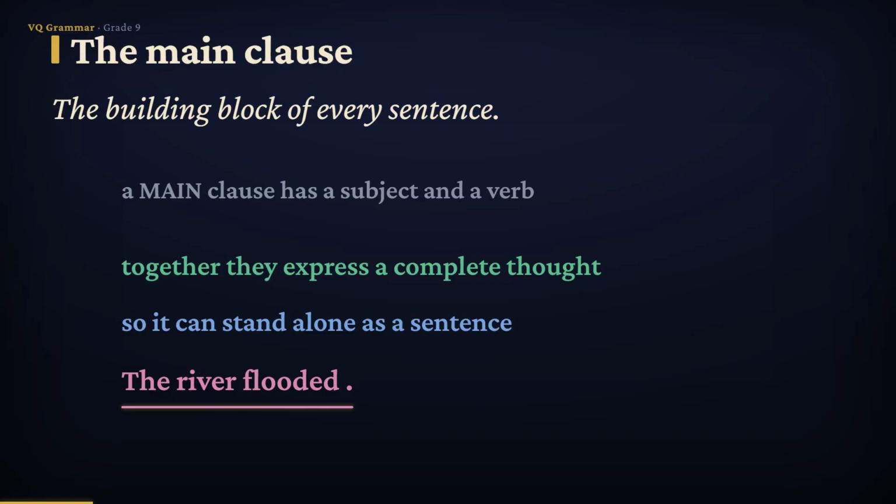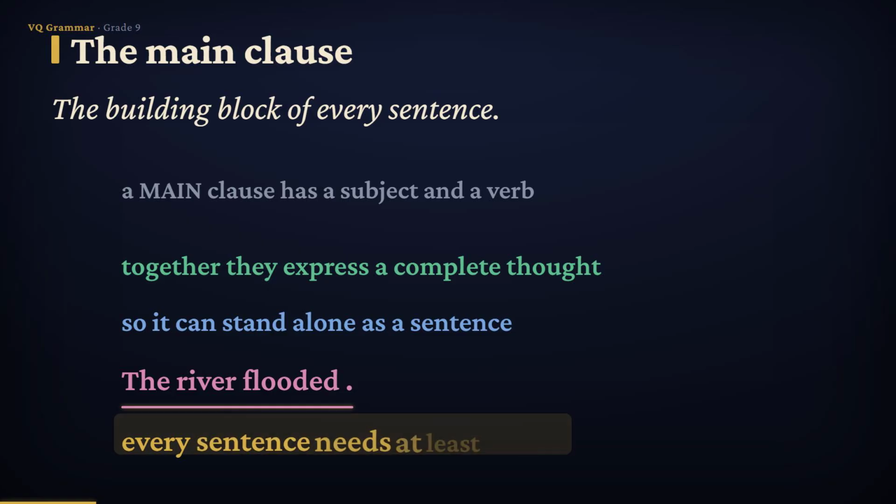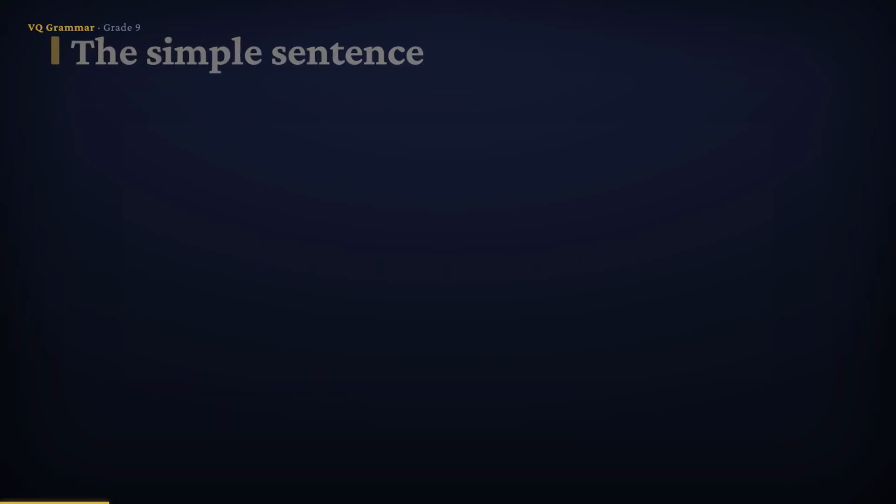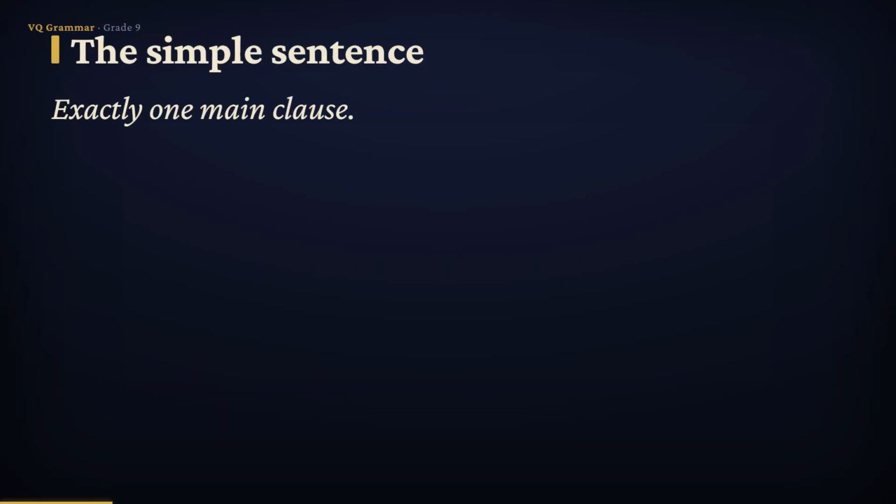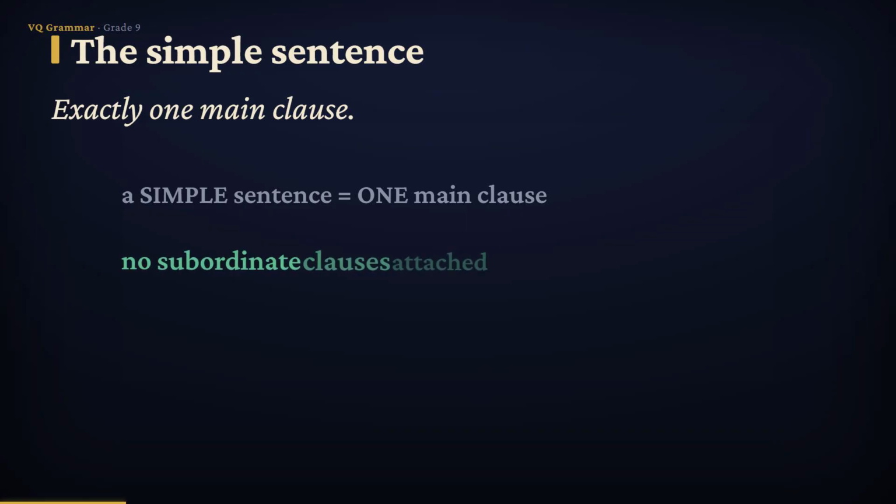Here's the rule that runs through today's lesson. Every sentence needs at least one main clause. How many it has is exactly what we're going to count. Now the first of our two sentence types, the simple sentence. A simple sentence is built from exactly one main clause, with no subordinate clauses attached to it.